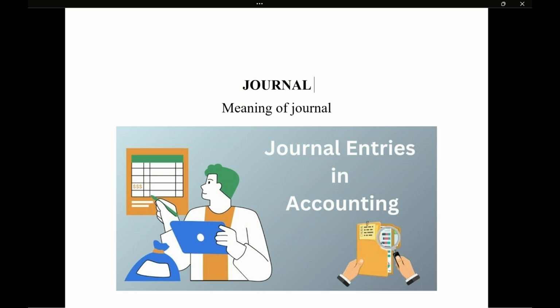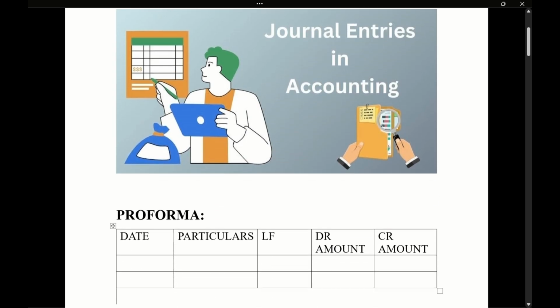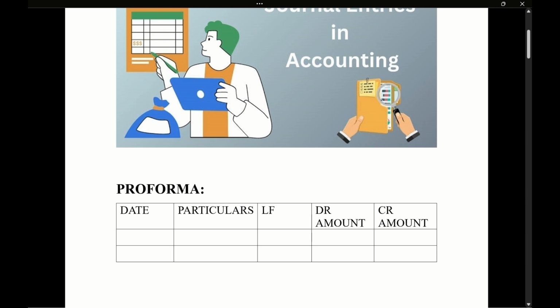It is the first step in the accounting cycle. The entry which is made in the journal is called a journal entry. In the double entry system of accounting, we have to make at least two entries for every transaction. Here is the proforma of the journal. Let us discuss it one by one.